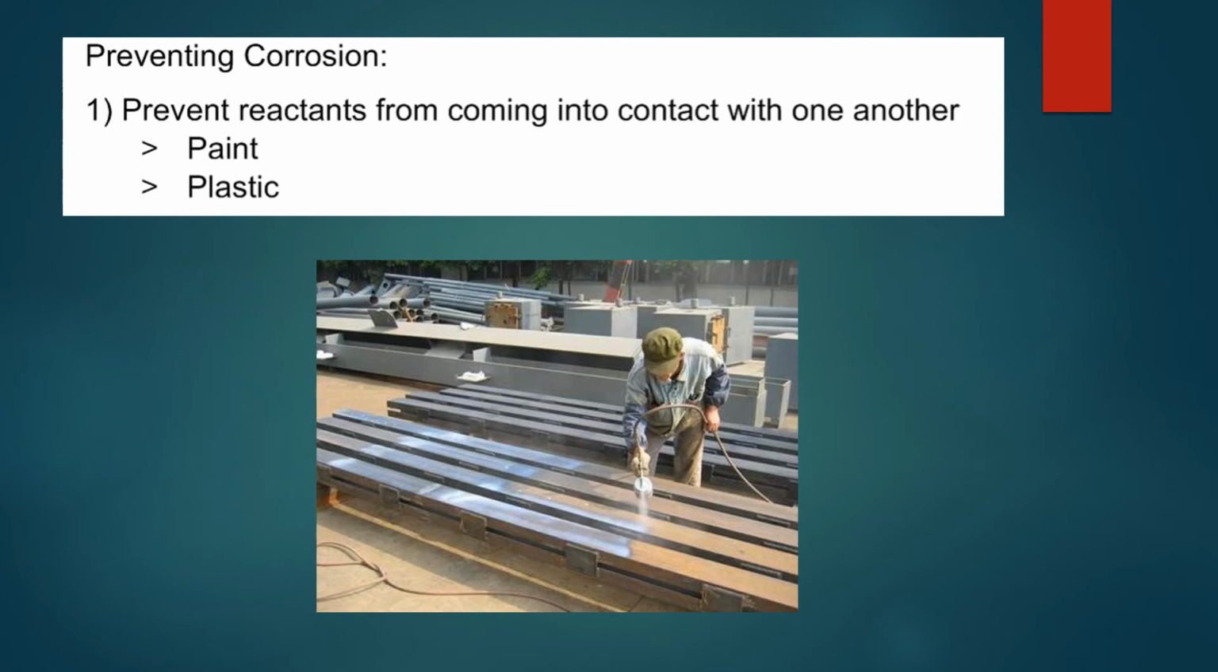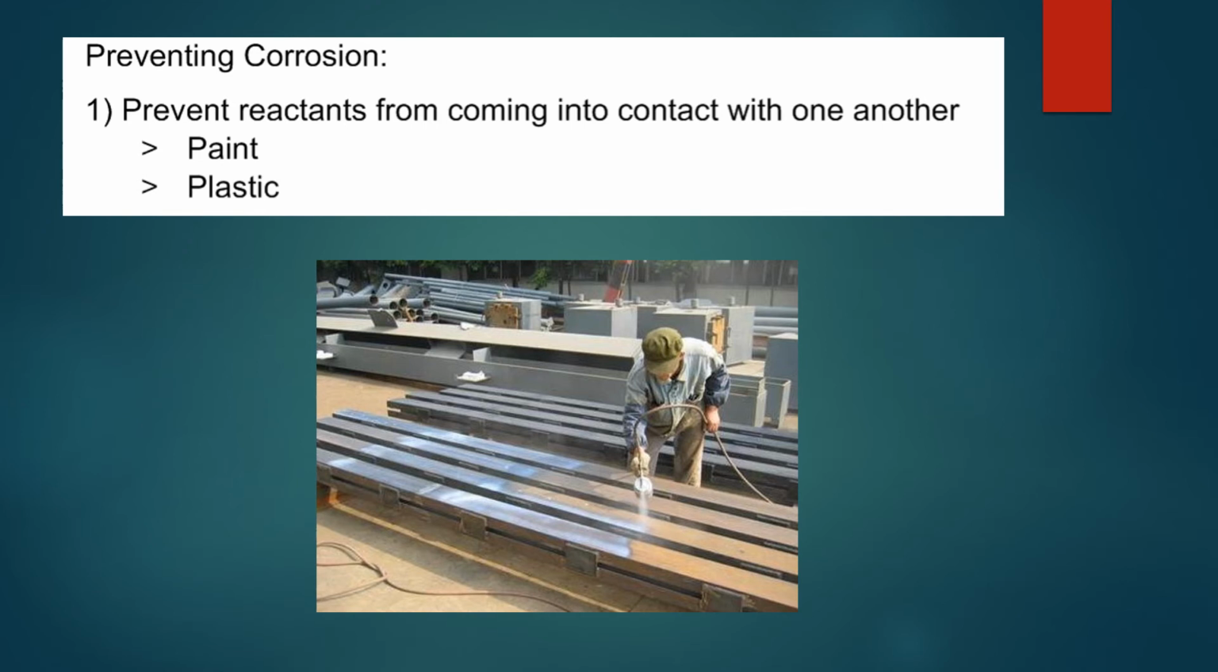So with this, what we're actually trying to do is to stop those water droplets from forming, because if you stop the water droplets from forming, then you don't have any of the electrons being able to be transferred between the iron and the oxygen. So that's one way that we can prevent the corrosion from taking place.